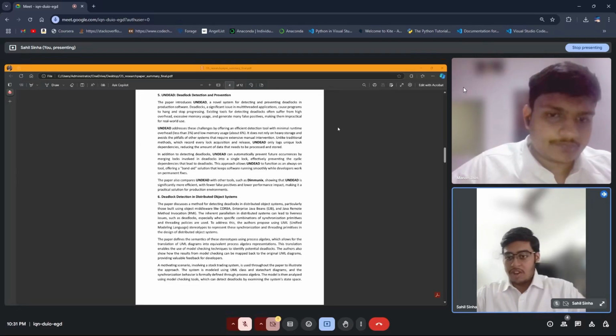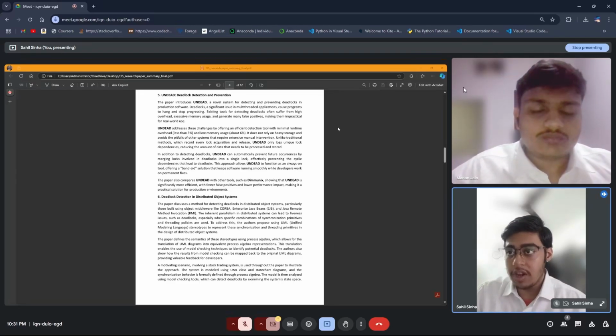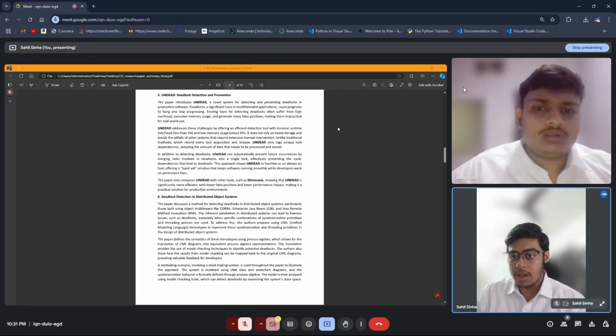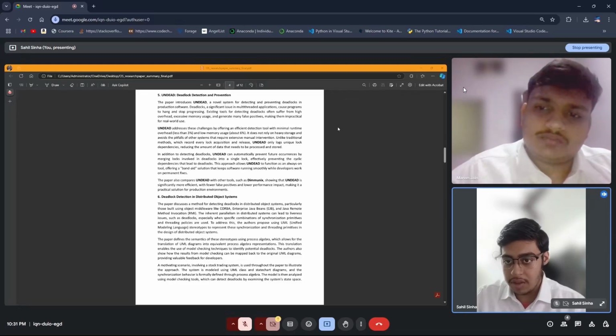So the sixth research paper focuses on methods to detect deadlocks in distributed object systems using object middleware like CORBA, EJB, and RMI. CORBA is Common Object Request Broker Architecture, EJB stands for Enterprise Java Beans, and RMI is Remote Method Invocation.